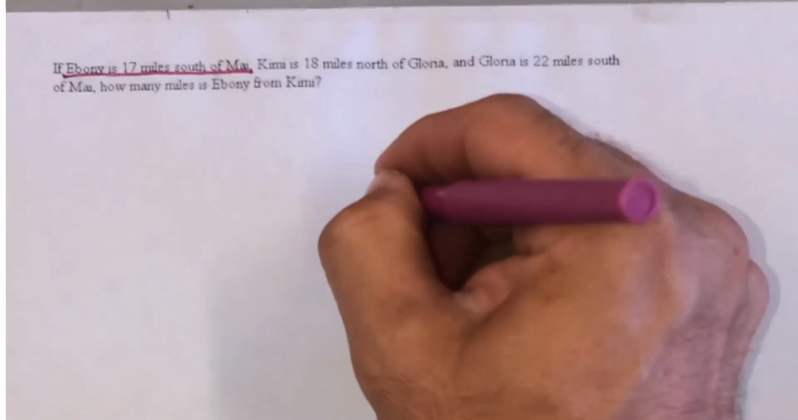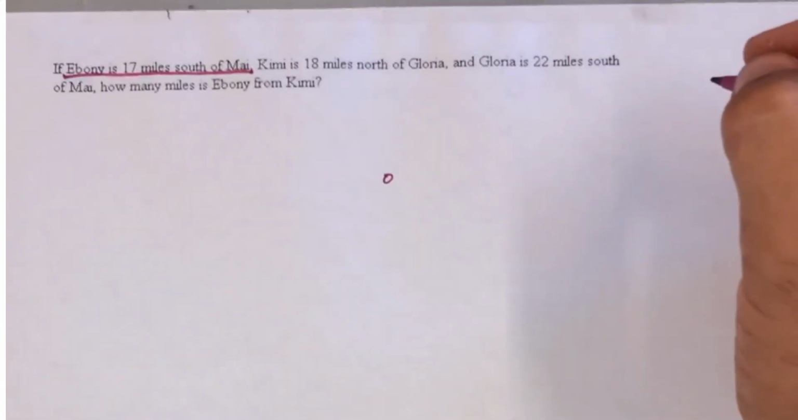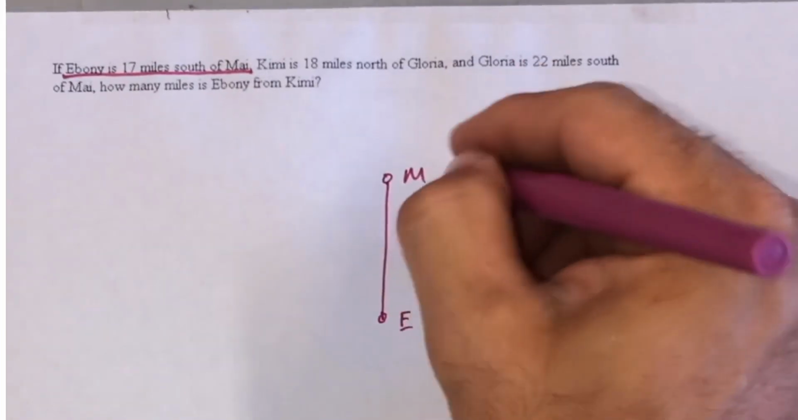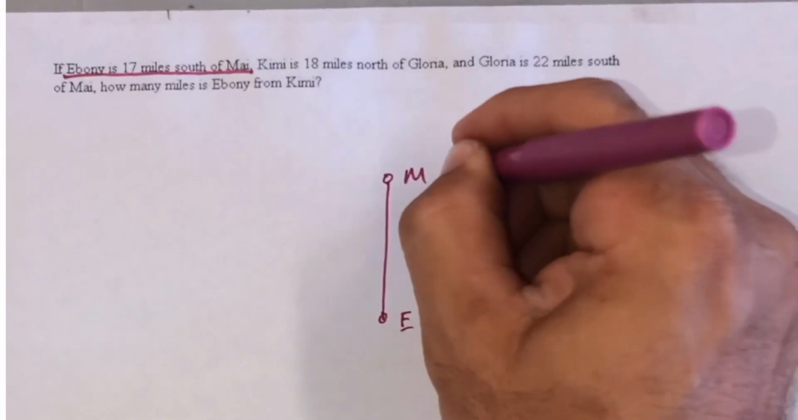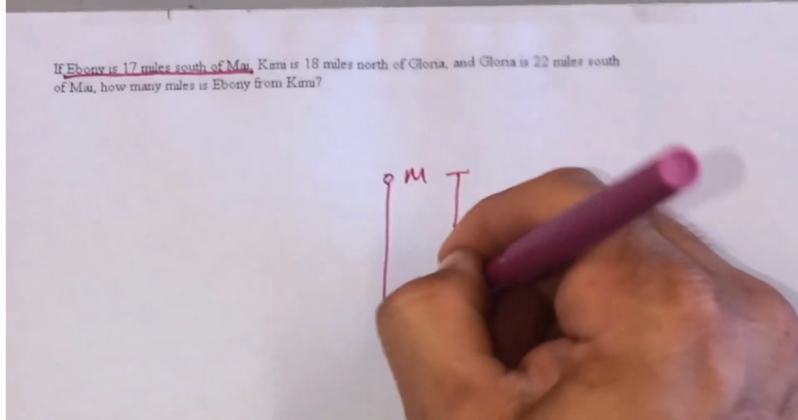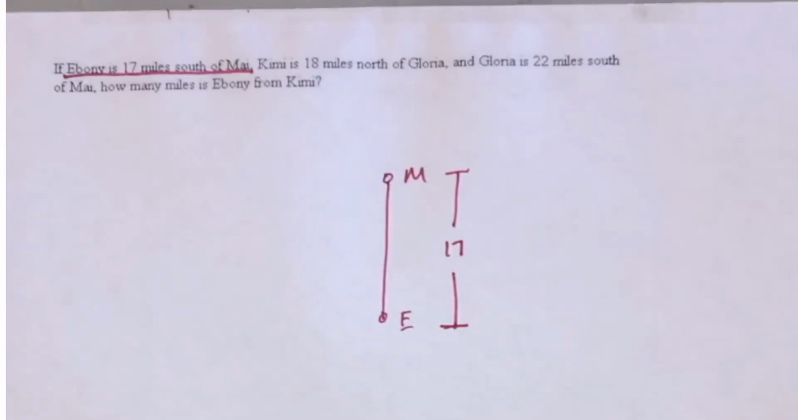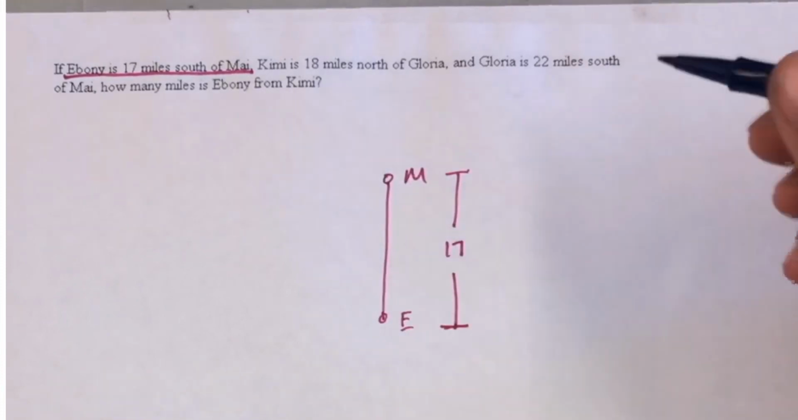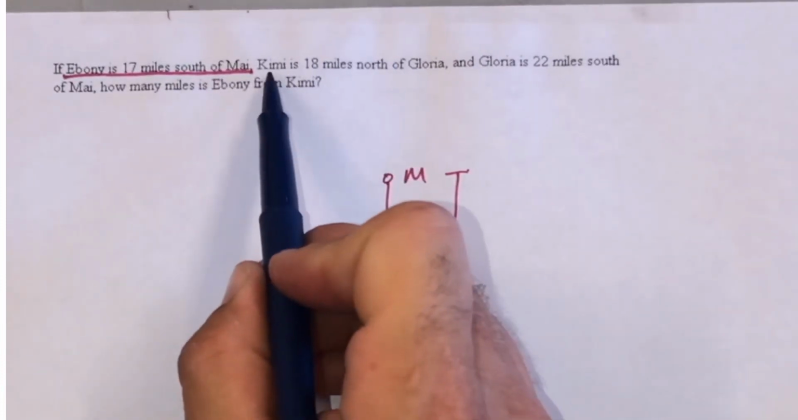So Ebony is 17 miles south of Mai. So here we go with south, which puts Ebony down here. And we know we want to use, again, our brackets, which help us with overlapping. You're going to see this is a question in which the segments are going to overlap. Now, watch what happens here.